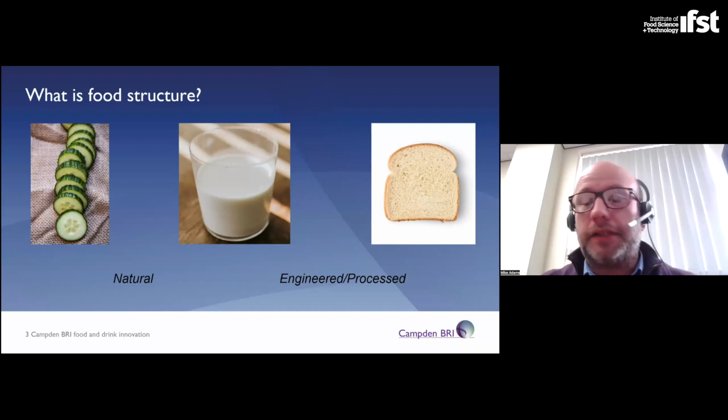Things like mayonnaise are also an emulsion, but it's an engineered emulsion. So mayonnaise doesn't appear in nature. Milk also, often, certainly in the UK, is a processed structure. Most milk that you buy from the supermarkets goes through a process called homogenization. That is a process that changes the structure of the milk.